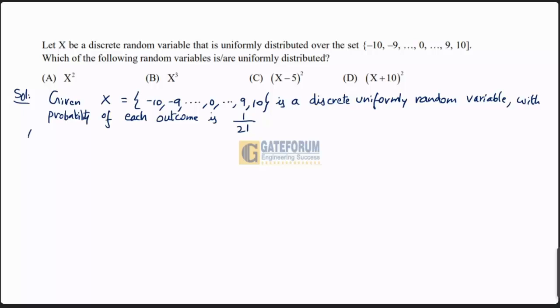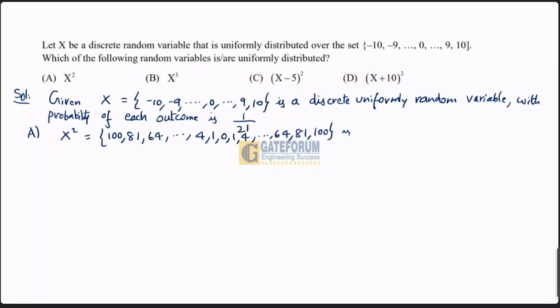Now, option A, X square. Square of each outcome: minus 10 whole square is 100, minus 9 whole square is 81, minus 8 whole square is 64, and so on. Minus 2 whole square is 4, minus 1 whole square is 1, 0 square is 0, 1 square is 1, 2 square is 4, 3 square is 9, and so on. 8 square 64, 9 square 81, 10 square 100. So here 100 is repeated 2 times, 81 is repeated 2 times. So some of the outcomes are repeated. 0 is not repeated. Remaining all outcomes are repeated.